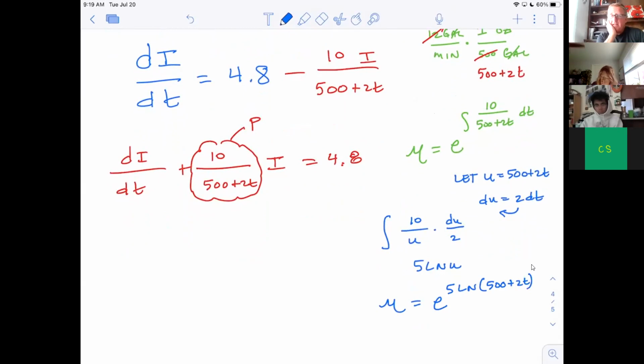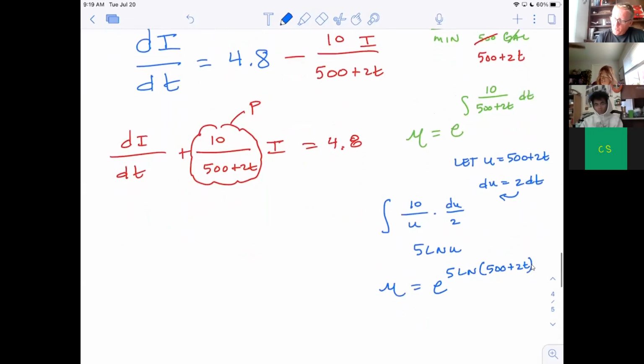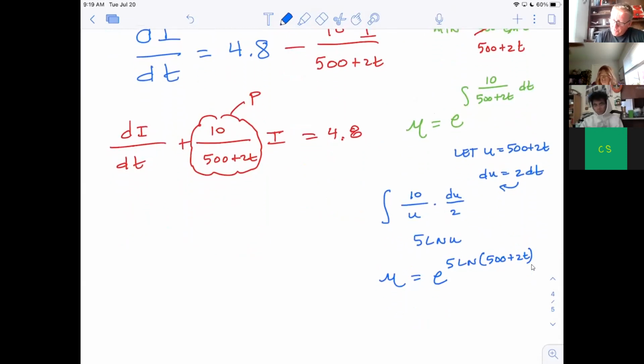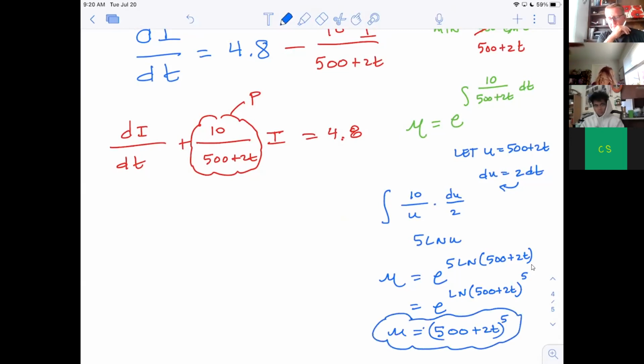That's an extremely ugly value for mu. But you should understand that that is the same as e raised to the natural log, since that 5 can pop up top and be natural log of that same junk to the 5th, then e to the natural log, those cancel each other out. And so the mu is actually just 500 plus 2t to the 5th power. So there's my multiplier. Wow, that was complicated.